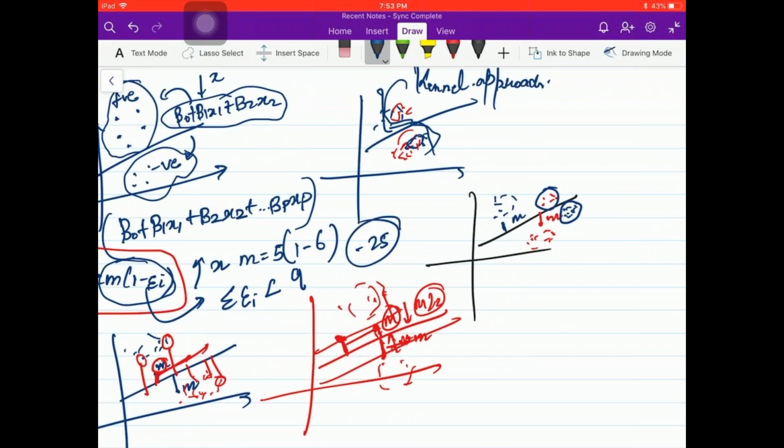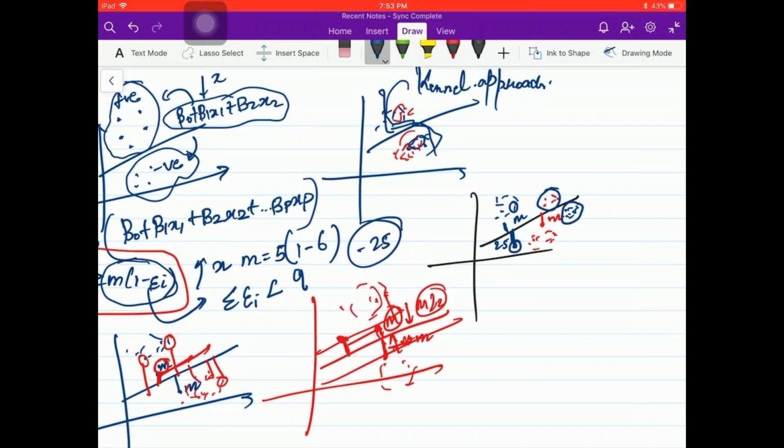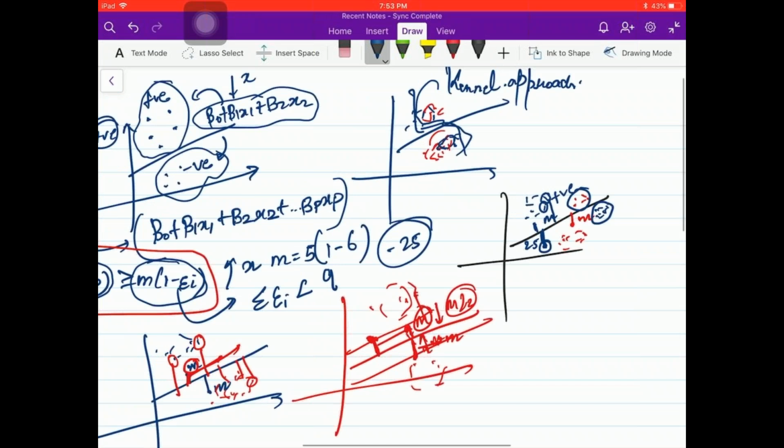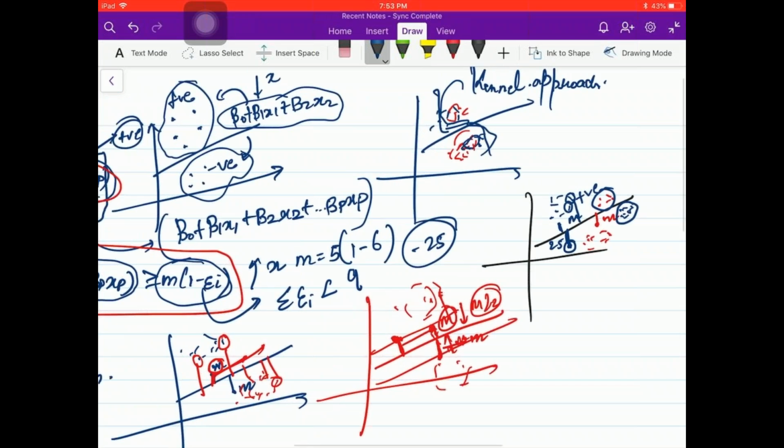So for example, if I'm trying to classify this, I can say that even a blue point which is 25 distance on the other side can also be taken. If a blue point here is positive, a blue point here is a negative. So it's allowing the function to take this into consideration. Let me explain again.